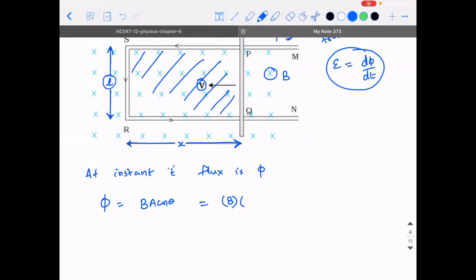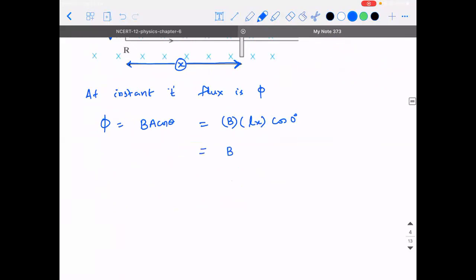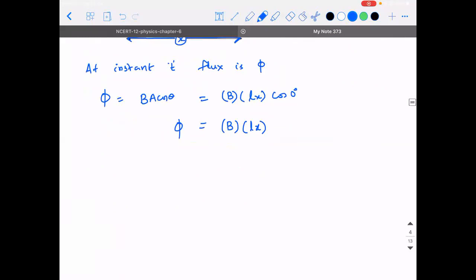L into x. Not L into x into cos of? I told you, whenever you're talking about a two-dimensional shape, it is always convenient for us to take the area vector in the direction of the magnetic field. So I will take it as 0 degrees. Right, this will be B into L into x. So this is the value of flux.